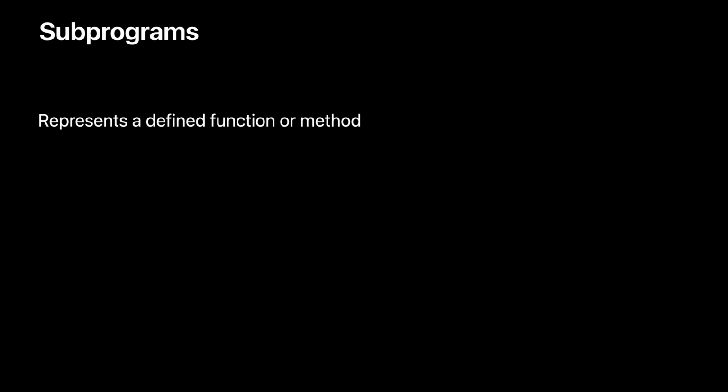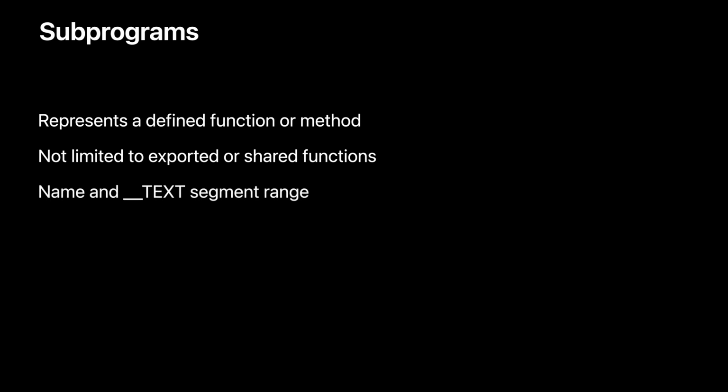A subprogram represents a defined function. We saw defined functions in the endlist symbol table already, but the subprogram can describe static and local functions too. A subprogram also has a name and its text segment address range. One fundamental relationship between compile units and subprograms is that subprograms are defined in a compile unit.